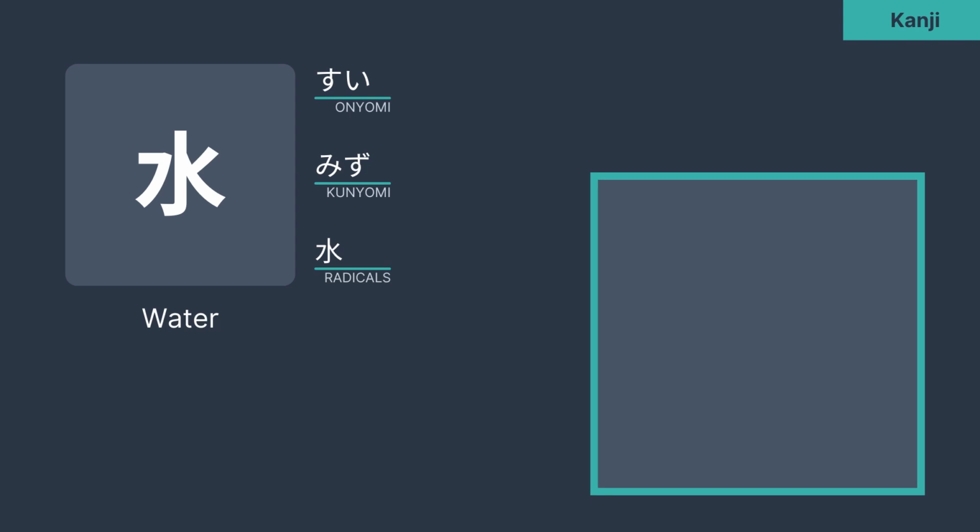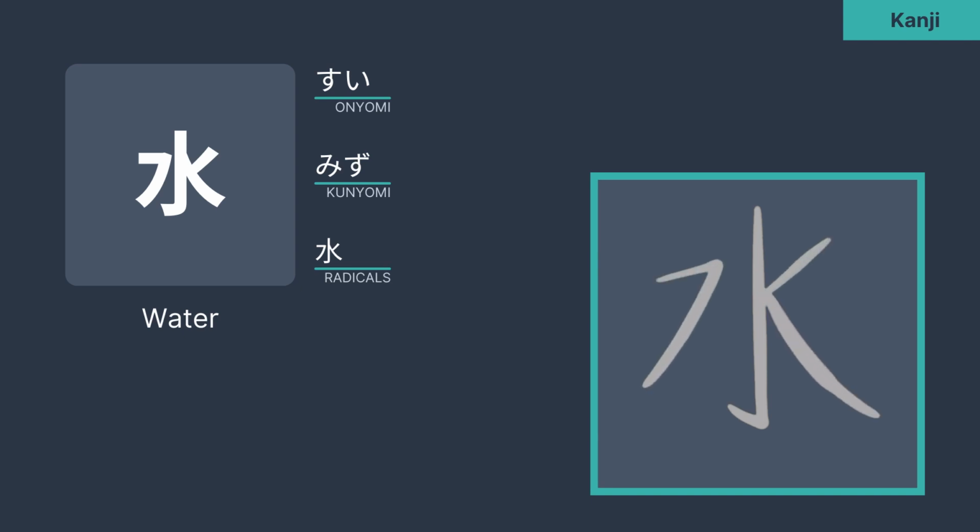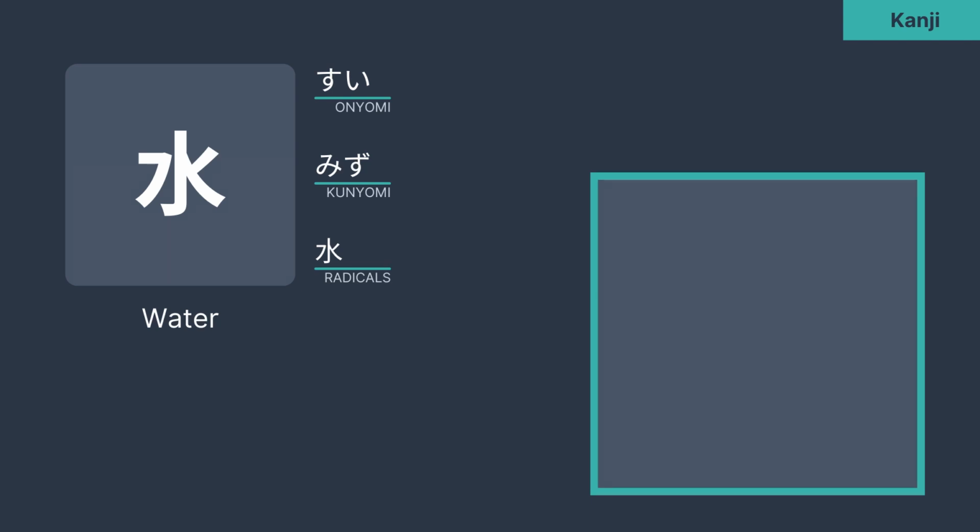This kanji on the screen now means water and has the onyomi reading of sui and the kunyomi reading of mizu. This kanji has 4 strokes. 1, 2, 3, 4. Let's do it again. 1, 2, 3, 4.